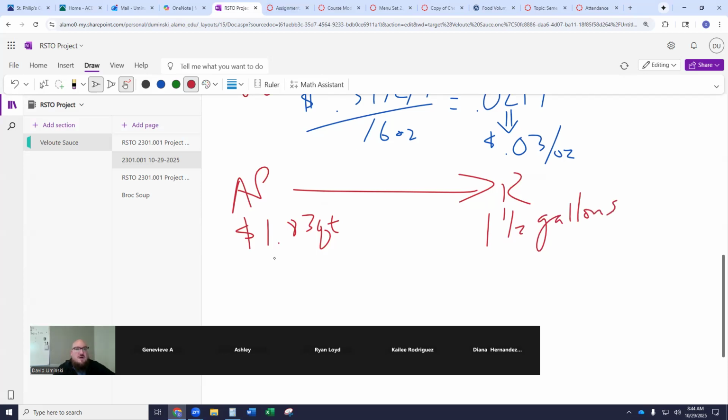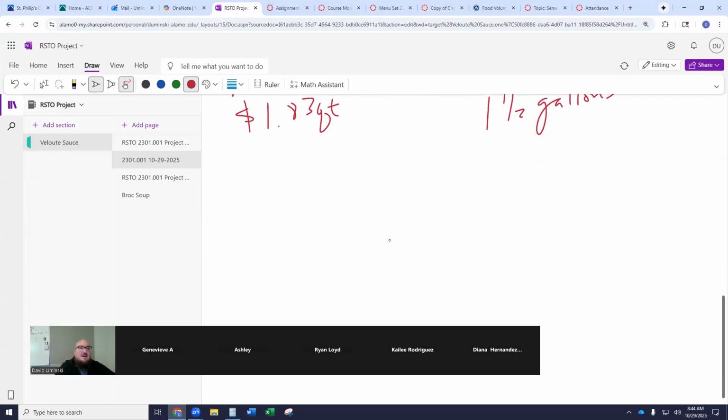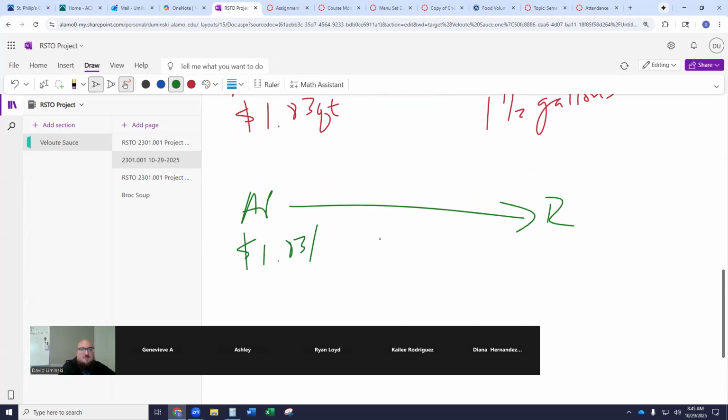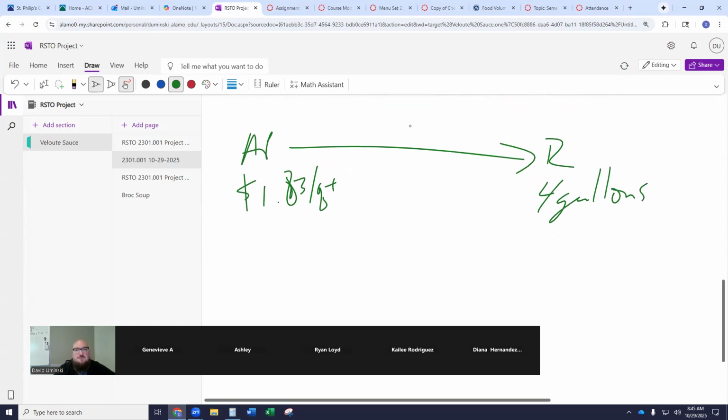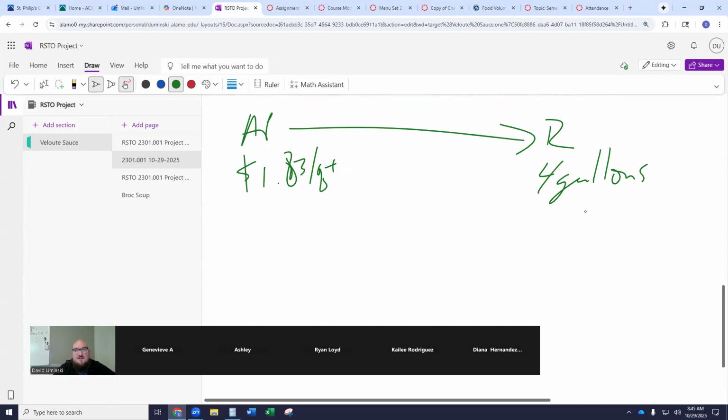Now, I'm not going to work this one out, but I'm going to do another example. So if I did AP to recipe, and let's say it's $1.83 per quart, and I need 4 gallons. So if I need 4 gallons, how do I make my units match? I have quarts and I have gallons. So how do I make my units match?